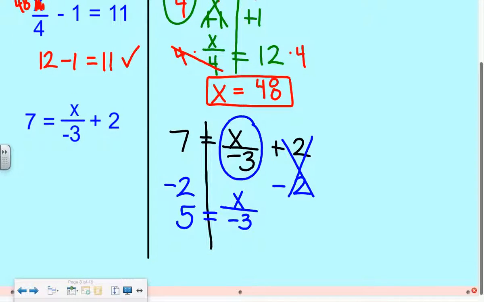So now in order to get rid of that negative 3 below my x, I times both sides by the reciprocal, or negative 3. These will cancel. I'm left with x equals negative 3 times 5, which is negative 15.